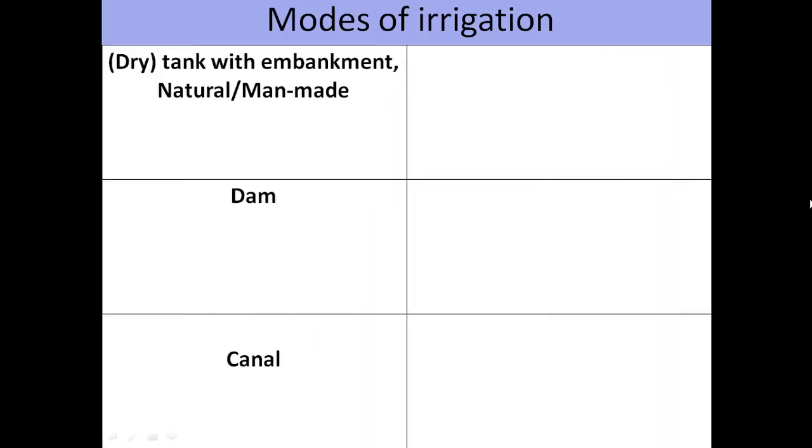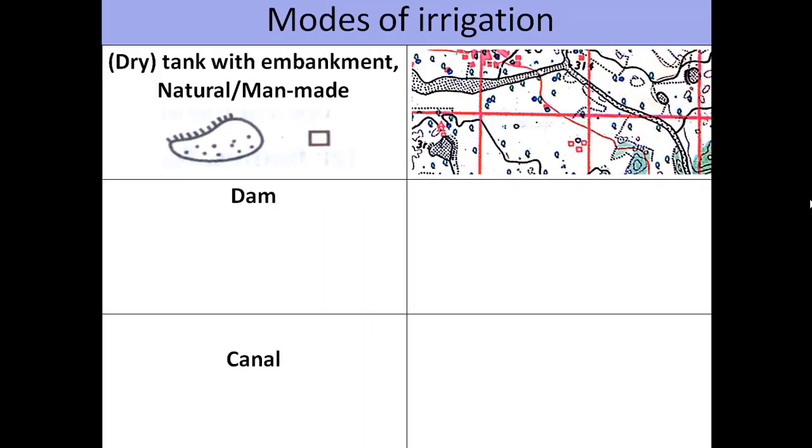First one, dry tank with embankment. These are natural and man-made. As you can see the symbol of dry tank on the map extract, 1, 2 and 3. Some dry tanks are without the embankment and some dry tanks are with embankment. As you can see here, this dry tank embankment has been constructed. Farmers store water in these tanks during monsoon. They construct this check dam so the water does not go to waste, and they use this water for irrigation purpose. One can see this example in 45D10, grid reference 1903.